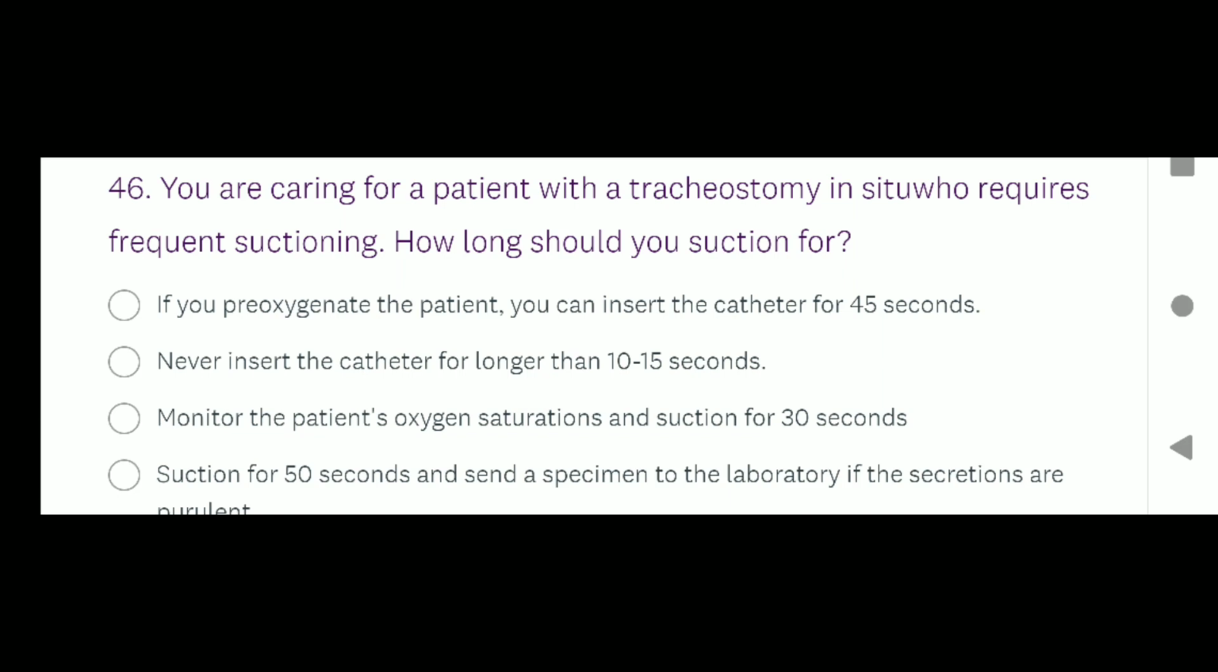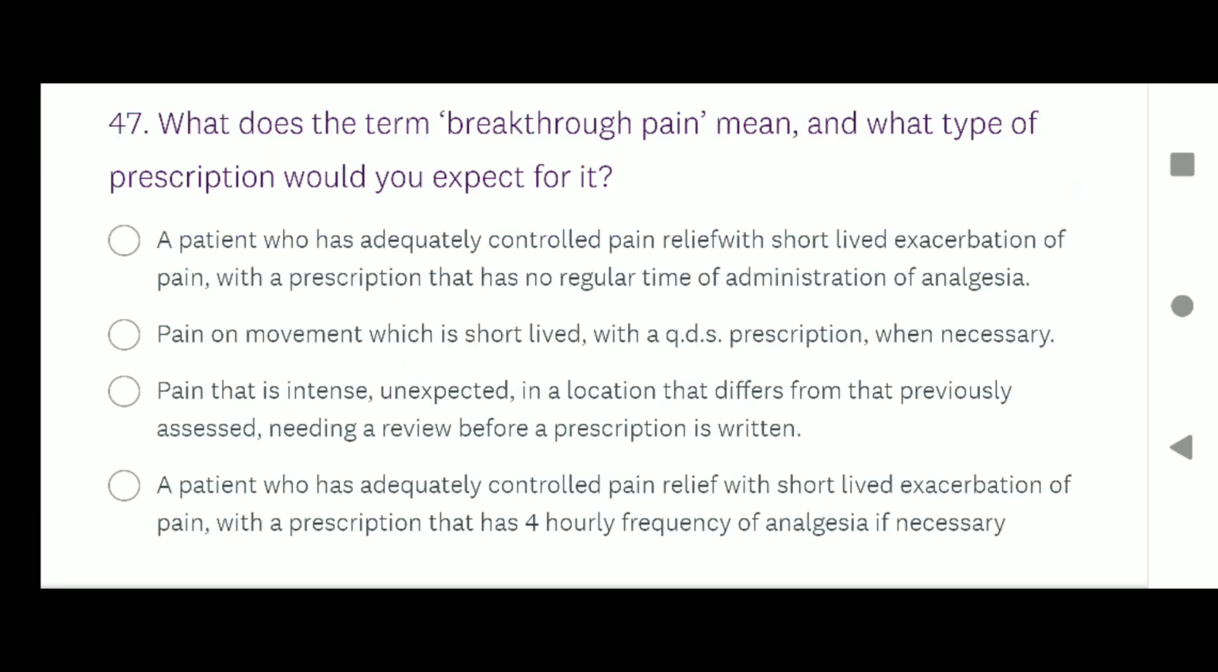Option B, never insert the catheter for longer than 10 to 15 seconds, is the right answer. Hope all of you have got it right. Next is a very simple question. Question number 47. What does the term breakthrough pain mean and what type of prescription would you expect for it?